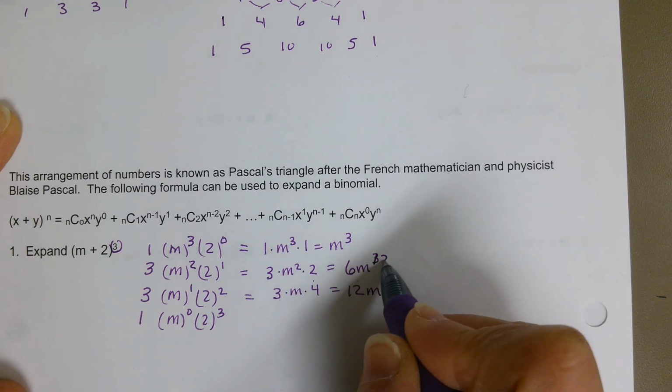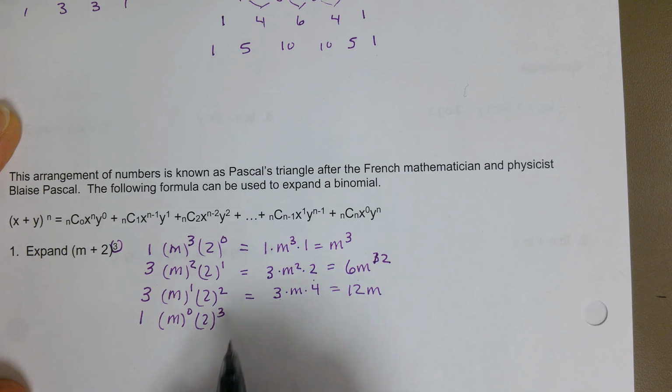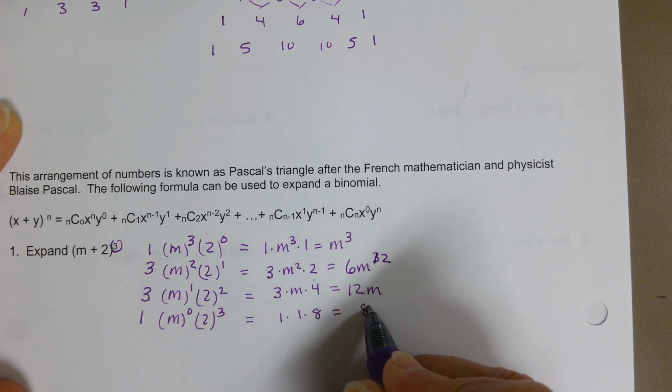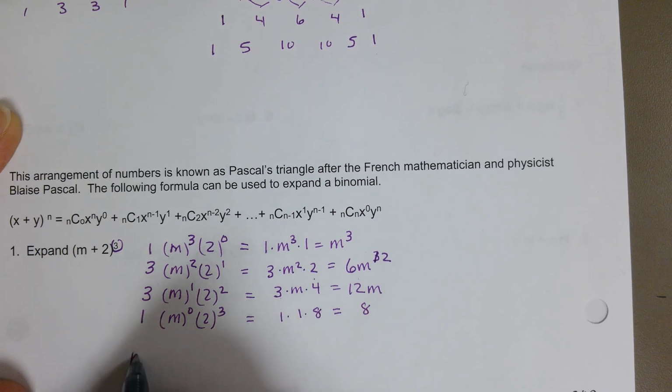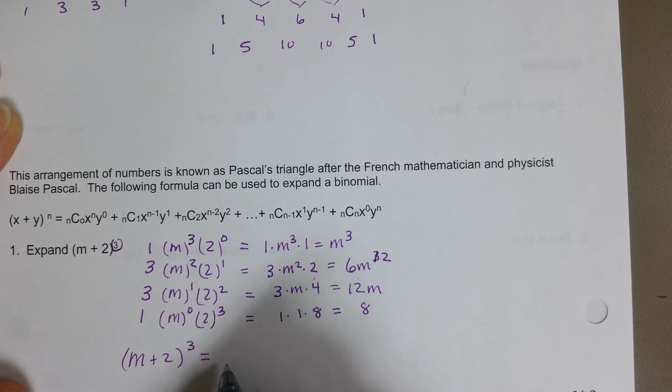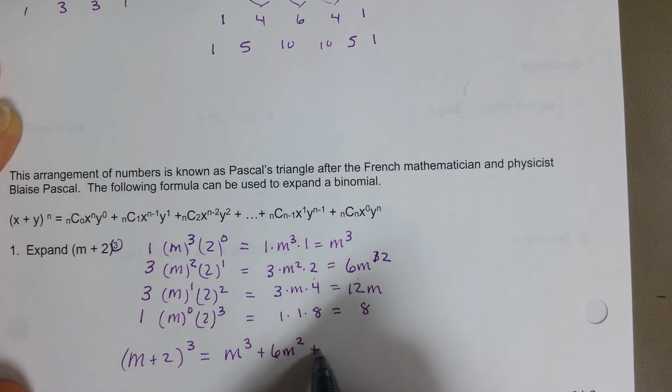Sorry, this is m squared. 1 times m to the 0 is 1, and 2 to the power of 3 is 8. This is 8. So m plus 2 raised to the power of 3 expands to m cubed plus 6m squared plus 12m plus 8. So the result is these 4 terms.